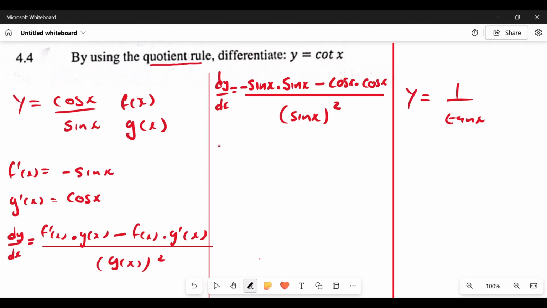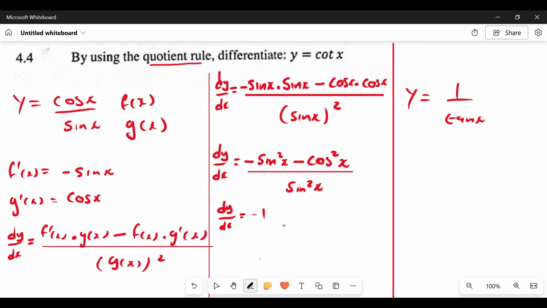So we continue. dy over dx here. We know that on the first term on the numerator, we have negative sine multiplied by negative sine. This is going to give us negative sine squared x minus negative cos multiplied by negative cos. This is going to give us minus cos squared x divided by sine squared x. There we go. So on the numerator there, we can take out the common factor, which is negative 1.